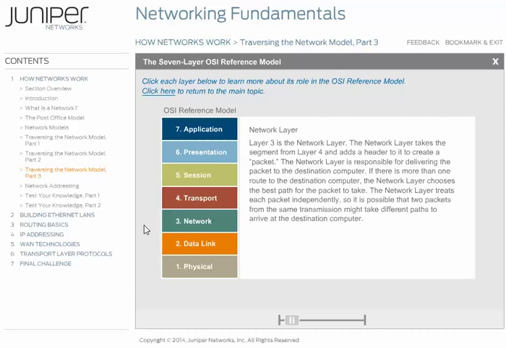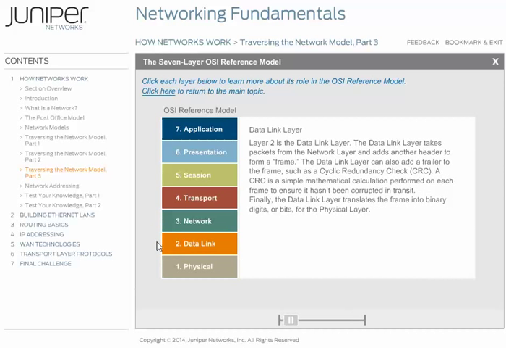Layer 3 is the network layer. The network layer takes the segment from layer 4 and adds a header to it to create a packet. The network layer is responsible for delivering the packet to the destination computer. If there is more than one route to the destination computer, the network layer chooses the best path for the packet to take. The network layer treats each packet independently, so it is possible that two packets from the same transmission might take different paths to arrive at the destination computer.